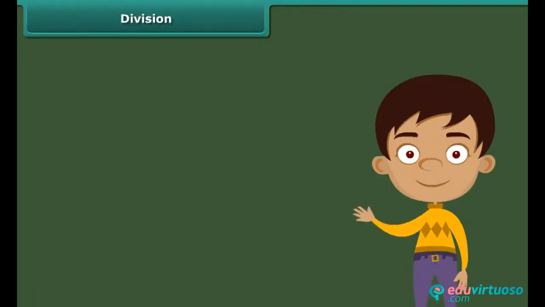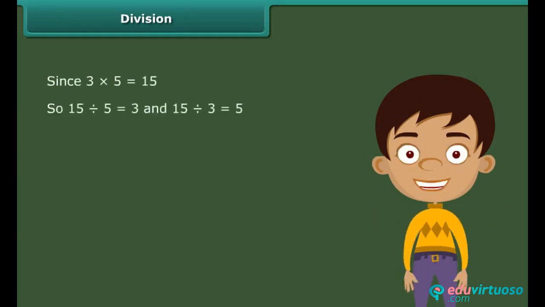We know that division is the inverse operation of multiplication. Since 3 into 5 is equal to 15, so 15 divided by 5 is equal to 3, and 15 divided by 3 is equal to 5. When we divide a negative integer by a positive integer, we divide them as whole numbers and then put a minus sign before the quotient. Thus, we get a negative integer.